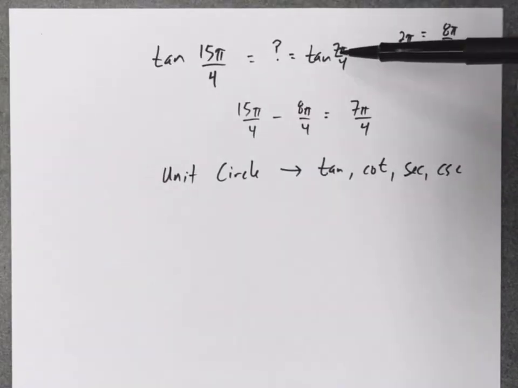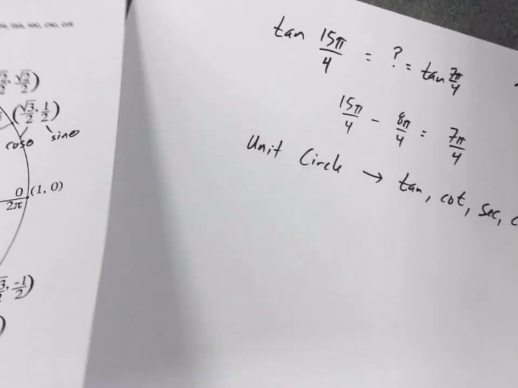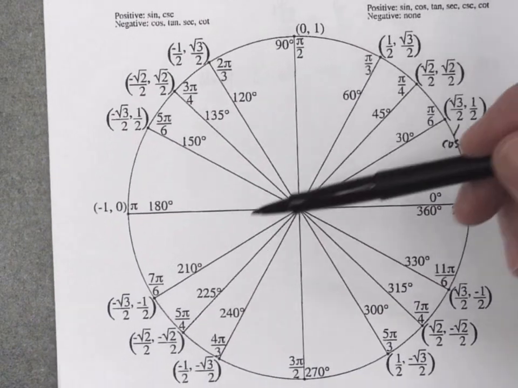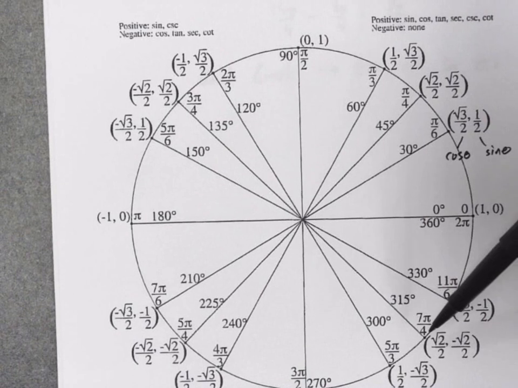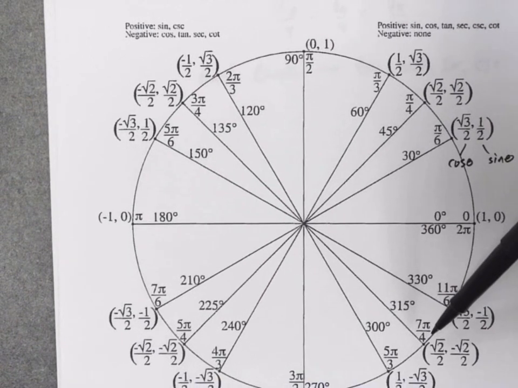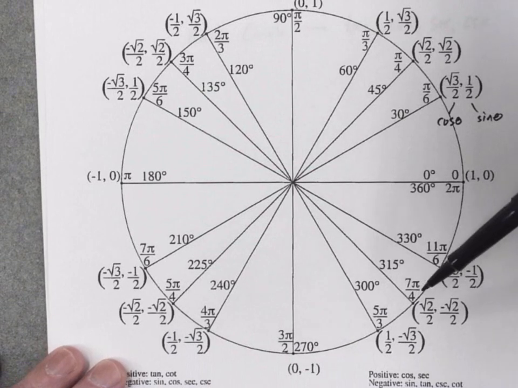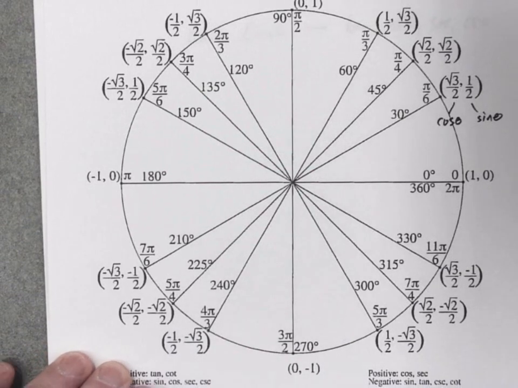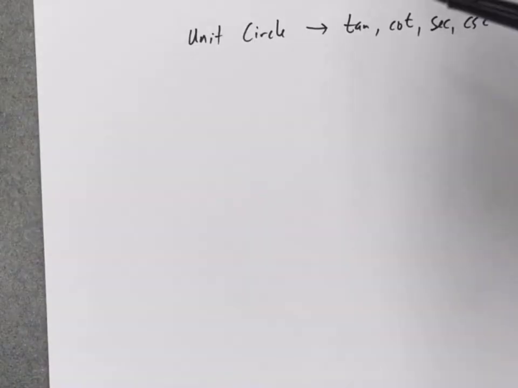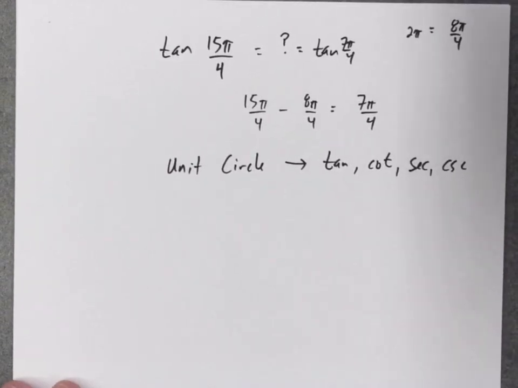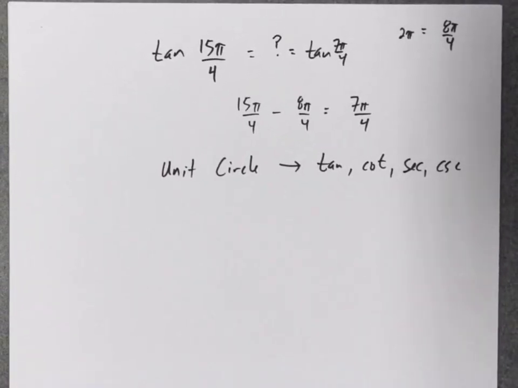But now we're asked to find the tangent of 7 pi over 4. Well, 7 pi over 4 is actually over here. Now I can pretty easily get the cosine and the sine, but what about the tangent? So let's take a minute and talk about the tangent and along with it these other trig functions from the unit circle.